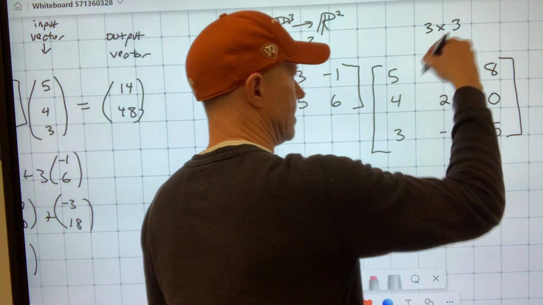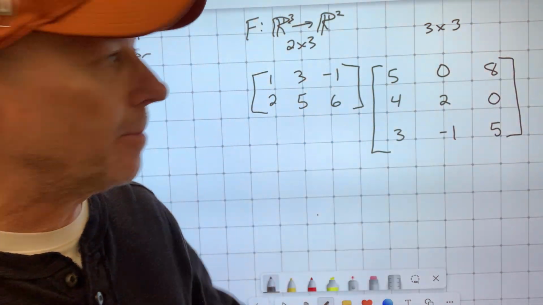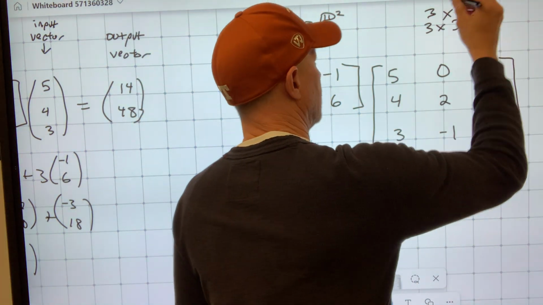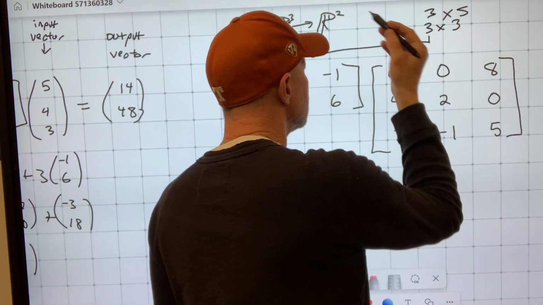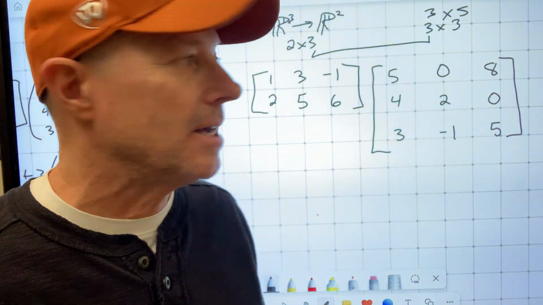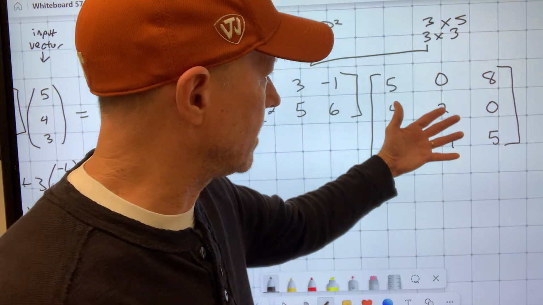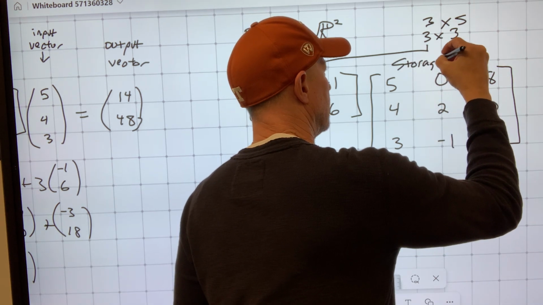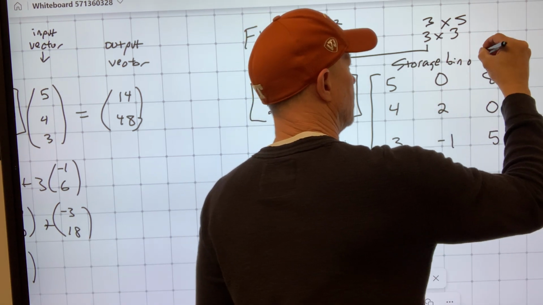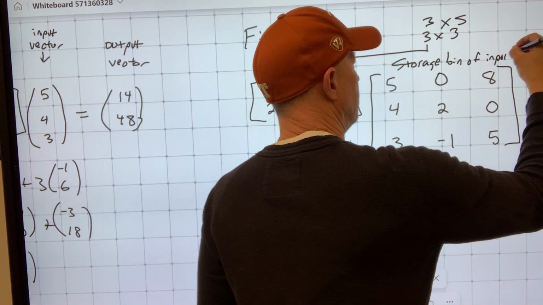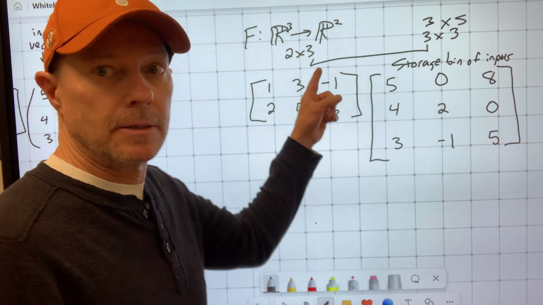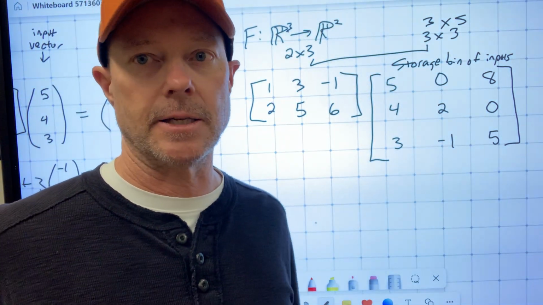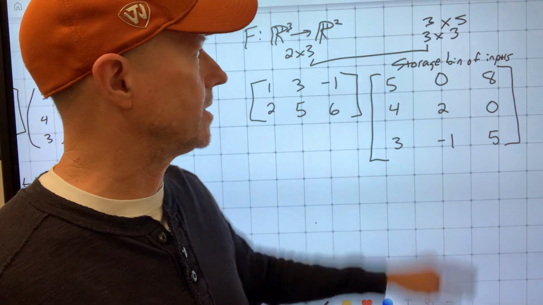I put 3 vectors in here. We're going to transform 3 vectors. But it must be a 3 by something. Okay? These 2 numbers must match up, or it doesn't make any sense. Because this matrix over here is just a storage bin of inputs. Well, the inputs have to belong to 3 space. So if it's not storing 3 space vectors, it's nonsense. Okay, so those must match up for that reason.